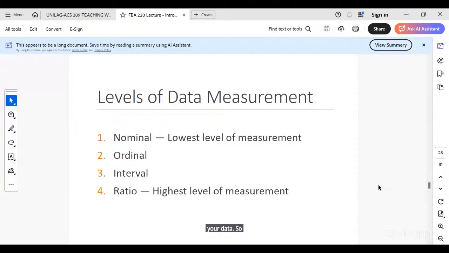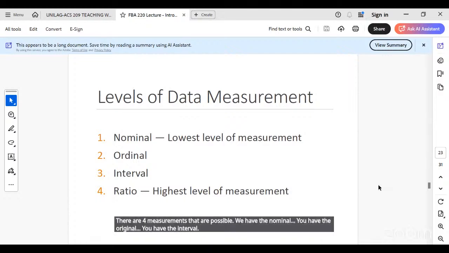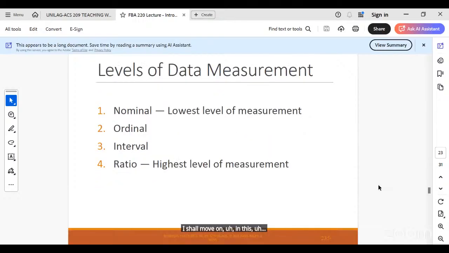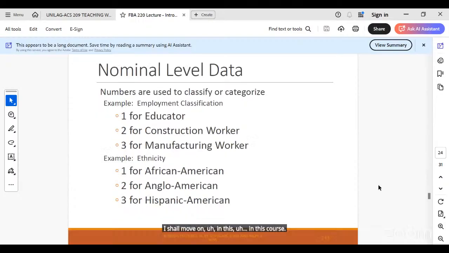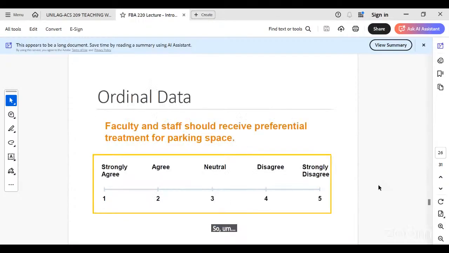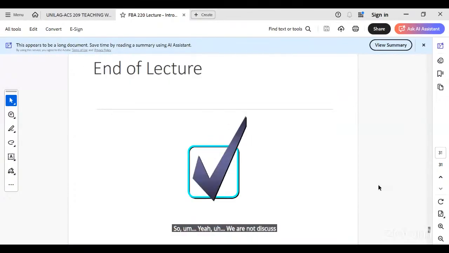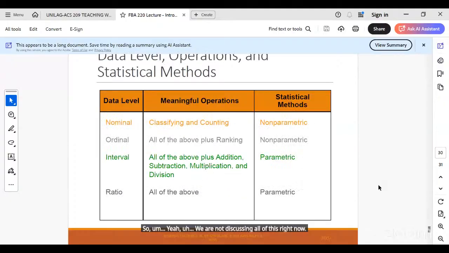So when you have your data, there are 4 measurements that are possible. You have the nominal, you have the ordinal, you have the interval, and you have the ratio. All of these will be discussed as we move on in this course. We are not discussing all of this right now.